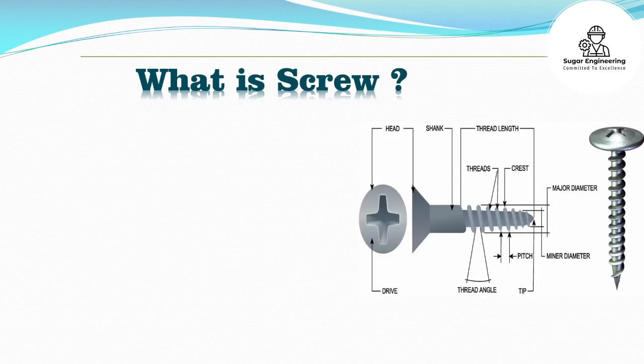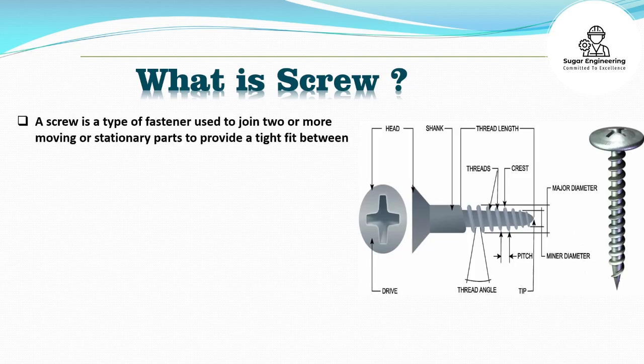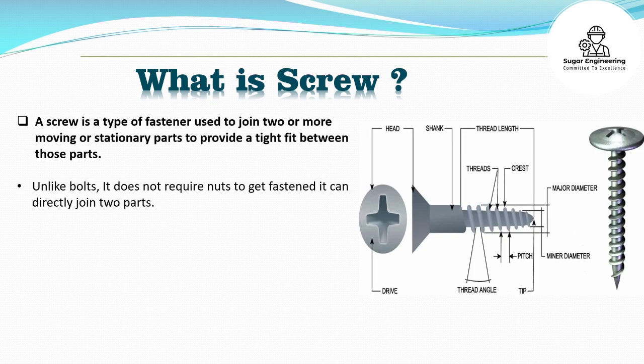What is a screw? A screw is a type of fastener used to join two or more moving or stationary parts to provide a tight fit between those parts. Unlike bolts, it does not require nuts to get fastened. It can directly join two parts.